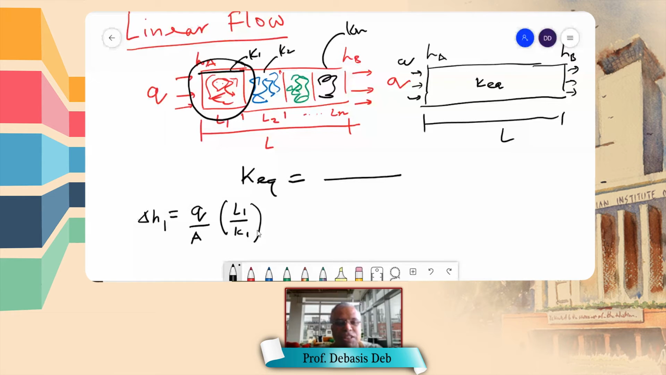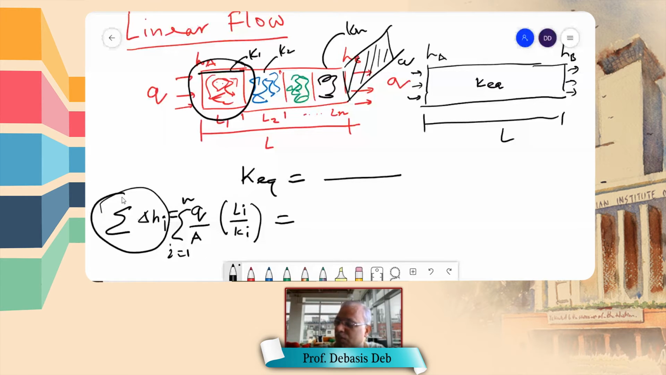So basically the pressure drop for each layer is different. So I can put i for the ith layer, it will be like this. Q and A are constant here because the cross-sectional area is constant for each layer. Now, definitely the sum of all this for i equals 1 to n layers must equal the same total pressure drop. If I sum all this pressure drop, this will be HA minus HB, isn't it?